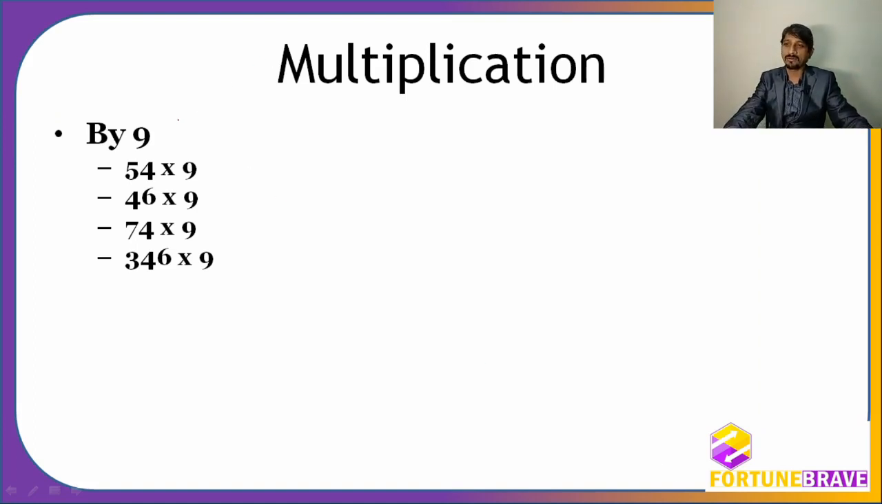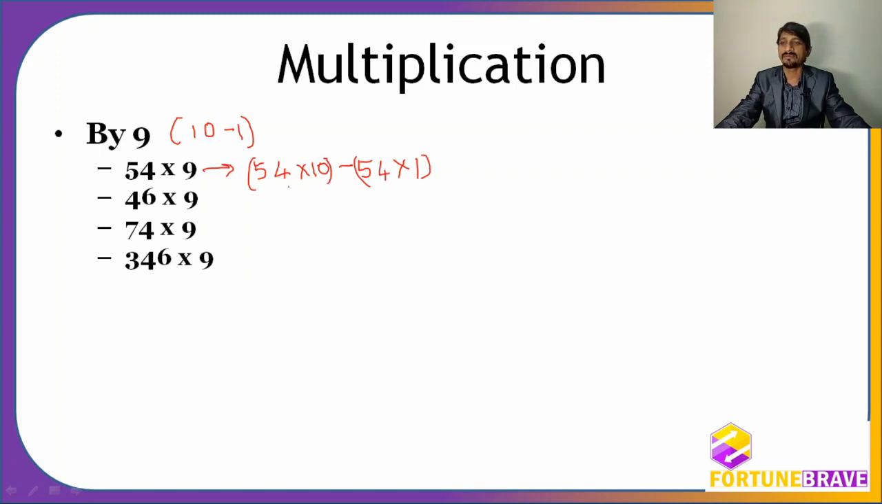Again, I am going to split it into 10 minus 1. Can I write 9 as 10 minus 1? If I can, then I will be able to solve this question. So 54 into 10 minus 54 into 1 will give the same answer as 54 into 9. Just think logically. If you start thinking logically, mathematics will become very, very easy.